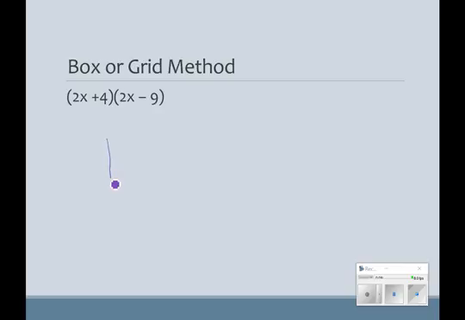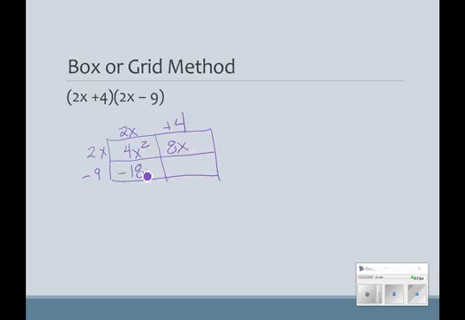Let me show you another example. Or you can try this one on your own if you want, and then check your answers. So I'm going to put the 2x plus 4 over here, and the 2x minus 9 down here. Now remember, multiplication's commutative, so it doesn't matter which you do. So 2x times 2x goes in this top left box, and that's 4x squared. 4 times 2x is 8x. 2x times negative 9 is negative 18x. So we're going to take that negative into account. And 4 times negative 9 is negative 36.